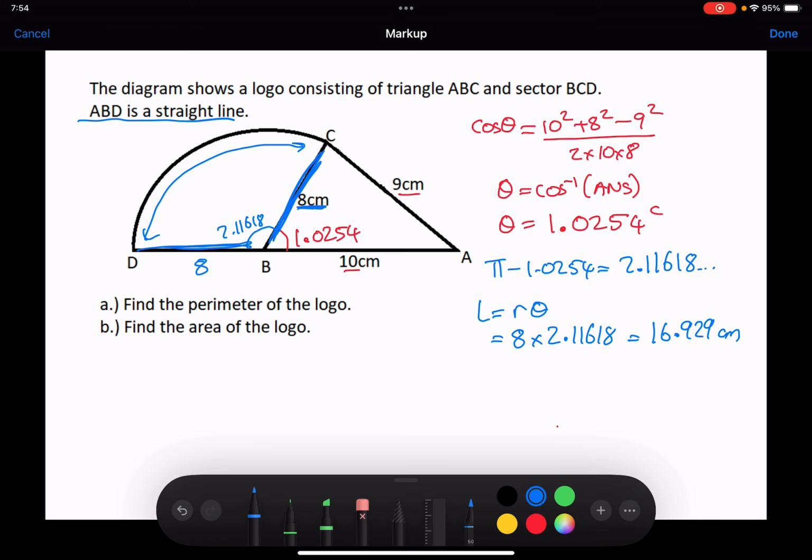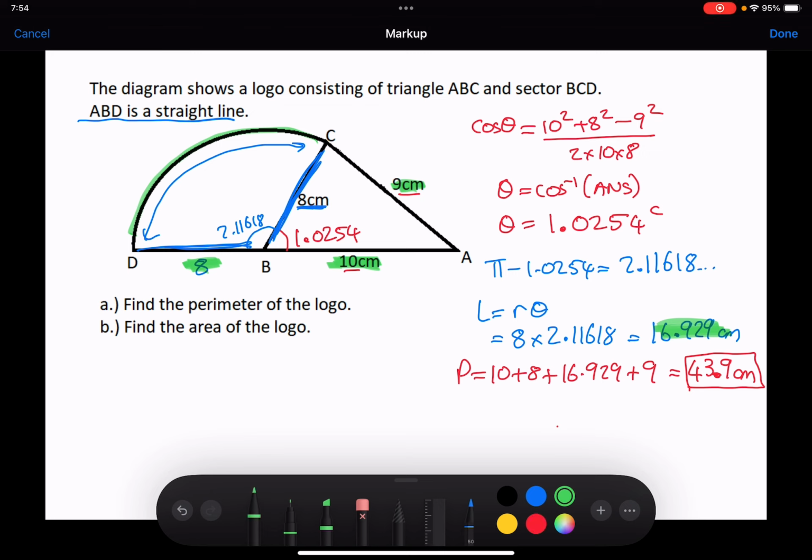I can now use that to work out the perimeter of the logo, which is going to be all of the different lengths around the outside of this shape added together. So I've got the 10 plus the 8 plus the arc length that I've just worked out, plus the 9. So 10 plus 8 plus 16.929 plus 9. And we find that the perimeter of this logo is 43.9 centimetres to one decimal place. So that's part A of the question answered.